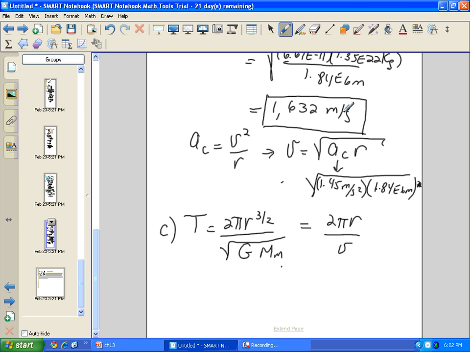Since we have already obtained our v, this is our v right here, we can make this expression a little easier to work with. 2 pi, the r is 1.84, v is 1.632, and we get an orbital period of 7,083 seconds. That's our t. And again, if we do a quick conversion, 1.97 hours. That's how long it took the CSM to orbit about the moon.